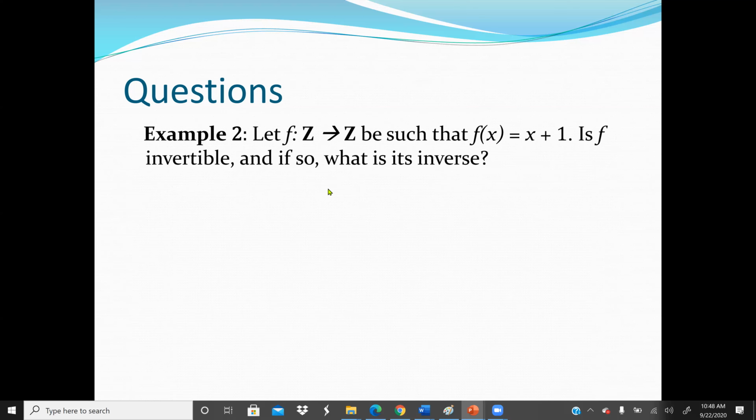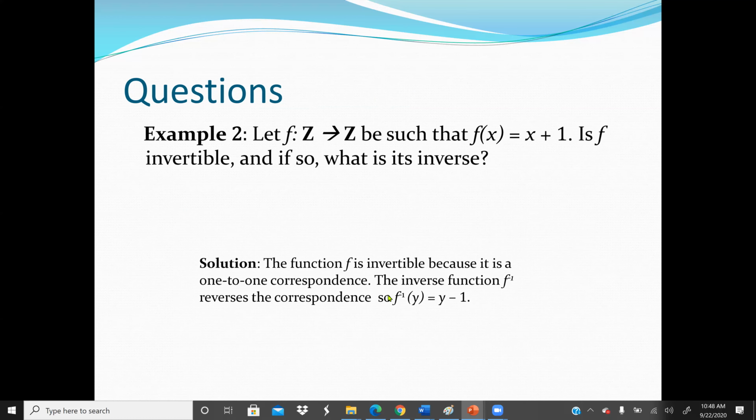So example 2, we have a function f at x equal to x plus 1. Is f invertible, and if so, what is the inverse? So we have a function f at x equal to x plus 1. We want to find the inverse of it. So the function f is invertible because it is 1 to 1 corresponding.